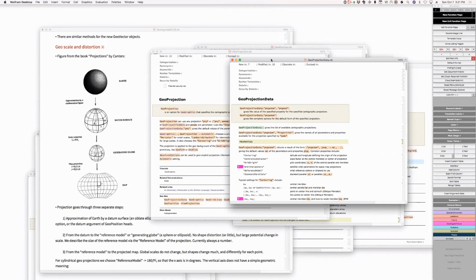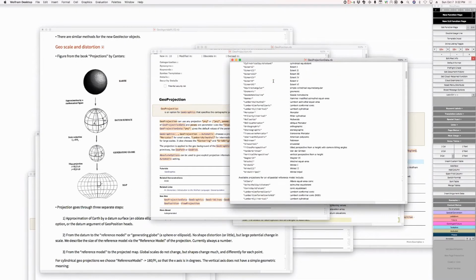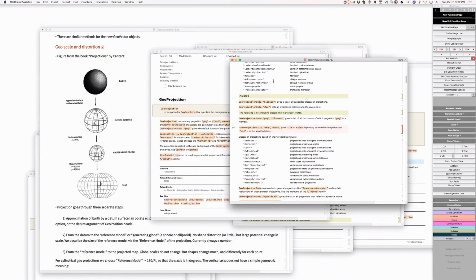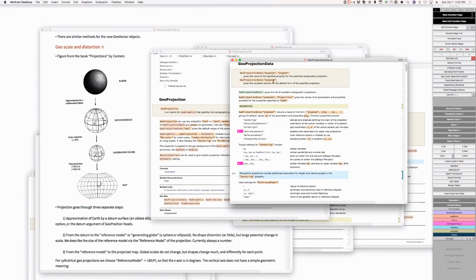Yes, so you see the reference model is one of the parameters there. I see. Yes, and there is where we say the size of the reference model. And then the map is of the same size of the reference model, but distorted. And that's why geoscale, the scale problems always have these two parts: the nominal scale, which is the ratio between the datum and the generating globe, or the reference model, and then the distortion introduced by the map projection.